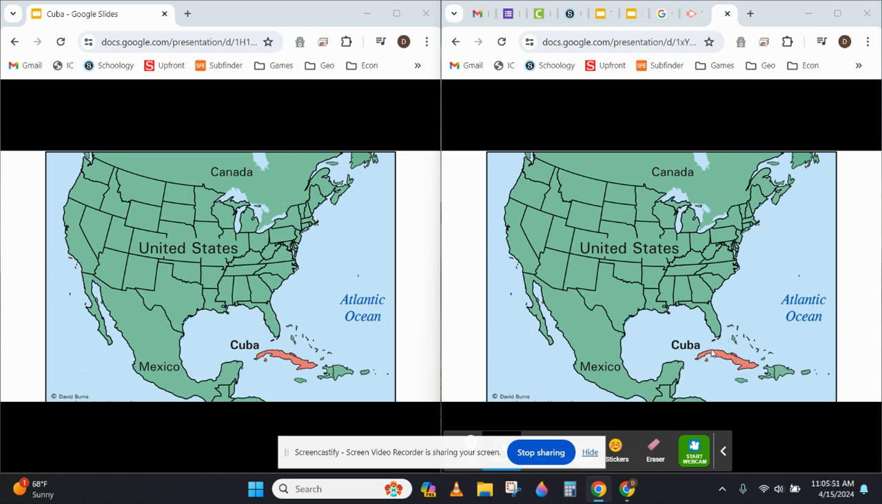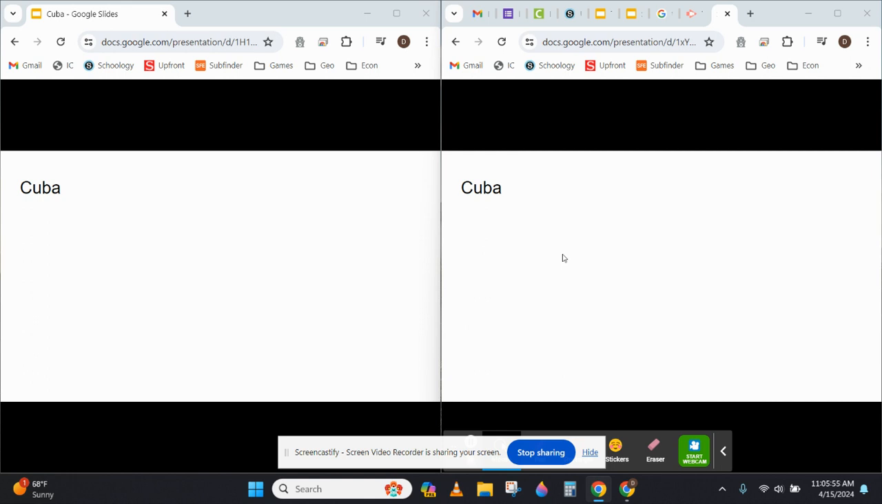So here's a zoomed in version of where Cuba is, right off the coast of Florida. At its shortest, it's like 90 miles away. It's really close. And we're going to talk about some of the events. They're mostly within the 1960s. It's going to be our next major hotspot.